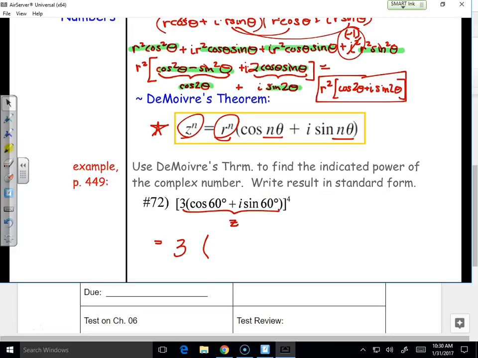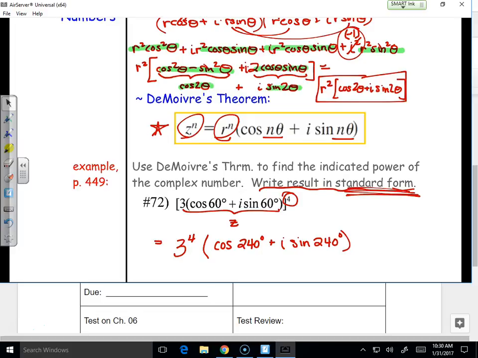Okay, so we raise the 3 to the power, trying to figure out the entire number. So you raise the 3 to the 4th power. The radius, the outside part, just does whatever the operation is. But then the angle: 3 cosine of 4 times 60 plus i sine of 4 times 60. Now Luca, this is your question a second ago. Can you read those directions for me?